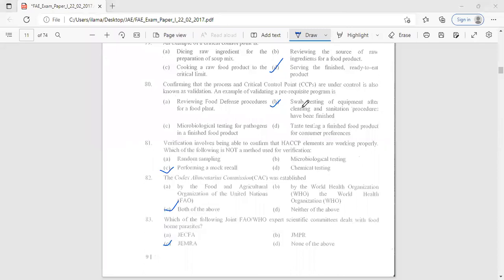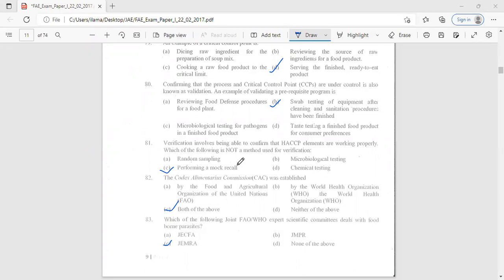Question 80, the correct answer is a swab test of the equipment after cleaning and sanitation procedures have been finished. And the next one, verification involves being able to confirm that HACCP elements are working properly. Which of the following is not a method used for verification? Performing a mock recall.